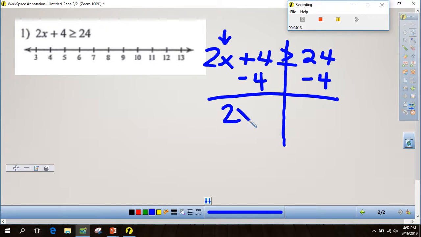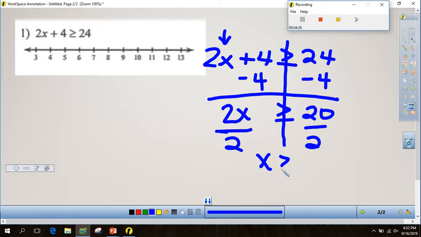2x I didn't do anything with, so it comes down. 4 minus 4 goes away. Bring down my inequality sign. 24 minus 4 is 20. Divide both sides by 2. And I get x is greater than or equal to 10.